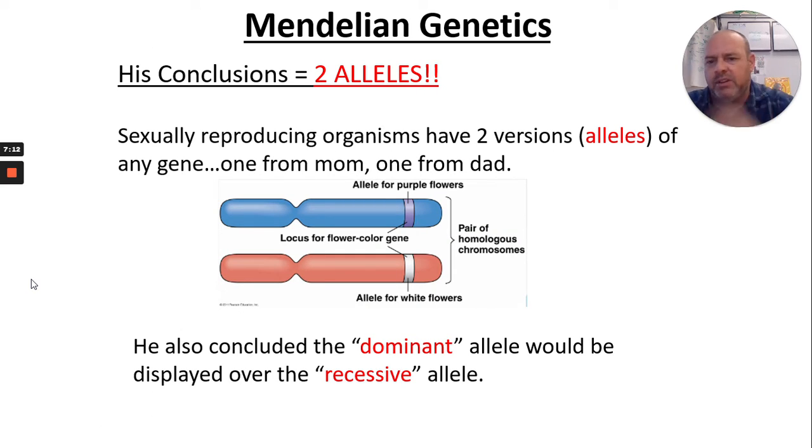So his conclusion was there were two alleles, okay? Meaning you had to get one from mom and one from dad, right? And so they had to exist at the same place, and they didn't know all of the terms that we used back then, but there had to be factors or units that were then passed on. So he concluded there had to be a dominant allele and a recessive allele, and that one could hide the other. Okay.